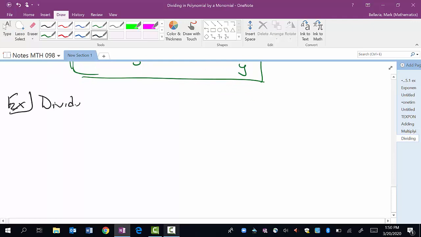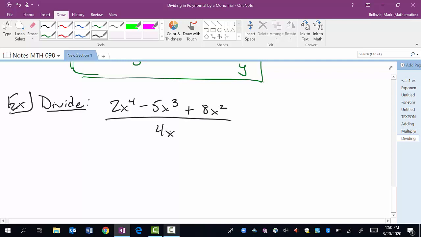If I said to divide 2x to the fourth power minus 5x to the third power plus 8x squared all over 4x to the fifth power. So again, you should recognize you have a polynomial divided by a monomial.